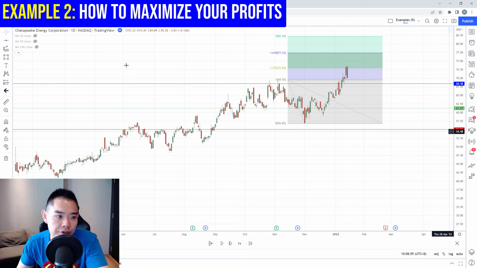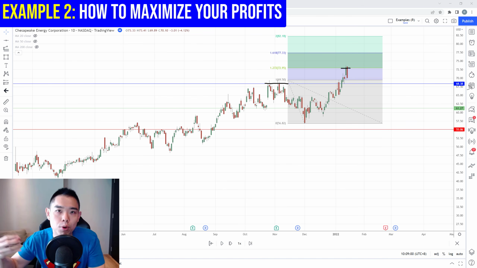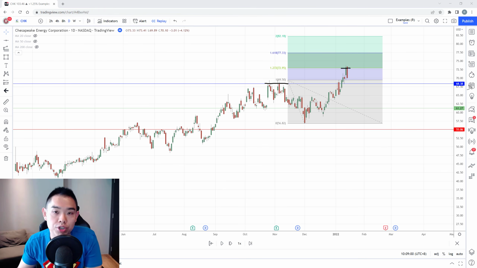So this way you have 50 shares of this particular stock, Chesapeake Energy, exiting at this swing high, and the remaining 50 shares at this 127 extension. So this is how you can get the most bang for your buck, where you have a certain number of shares to take at a second target profit objective.